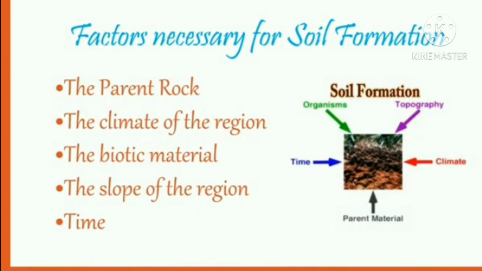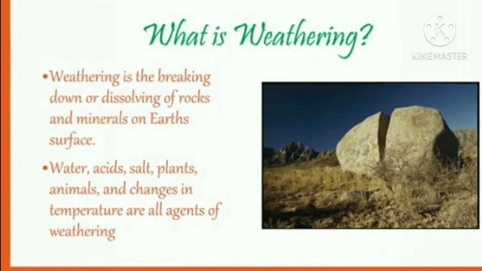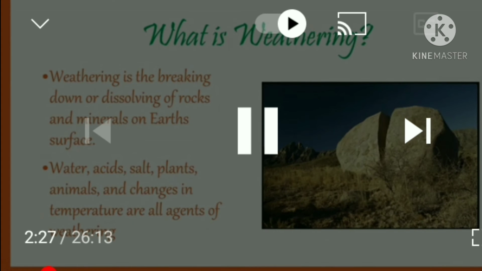Now some factors necessary for soil formation. So the first factors necessary for soil formation are the parent rock, the climate of the region, the biotic material, the slope of the region and time. Okay, now in this way soil formation process: organisms, topography, climate. What is weathering?